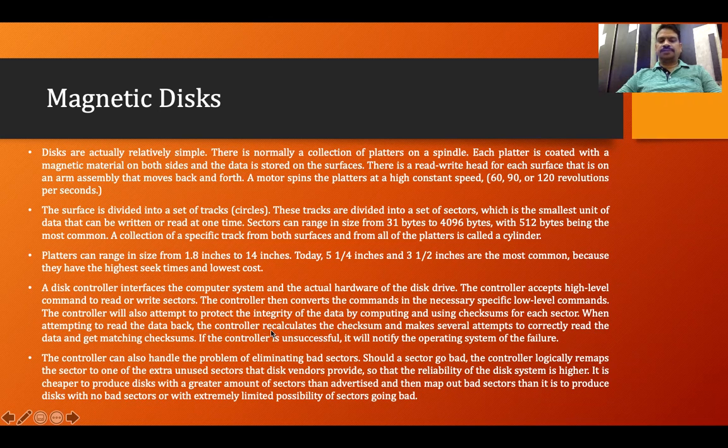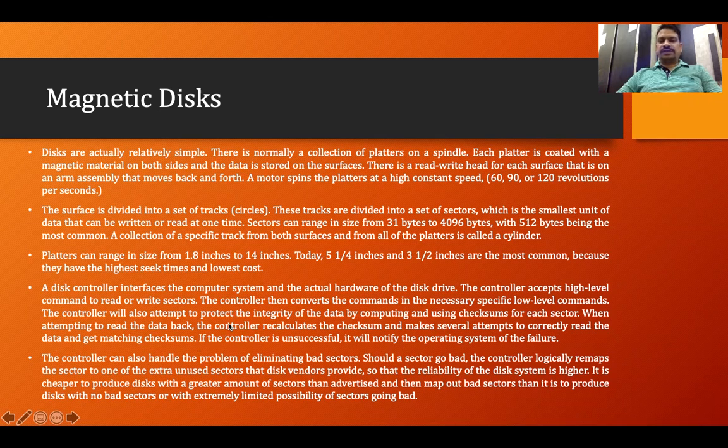And the controller recalculates the checksum and makes several attempts to correctly read the data and get a matching checksum.